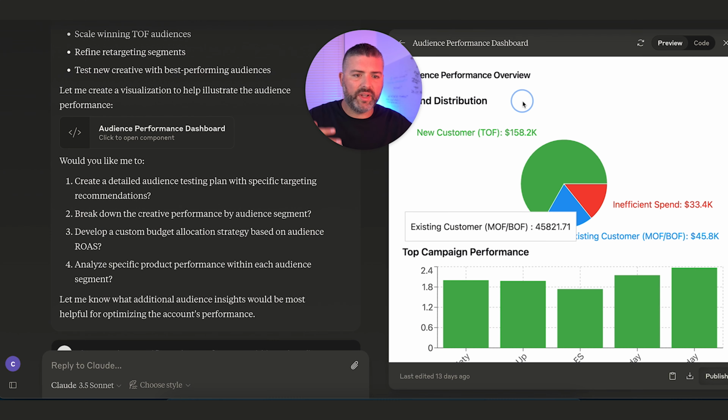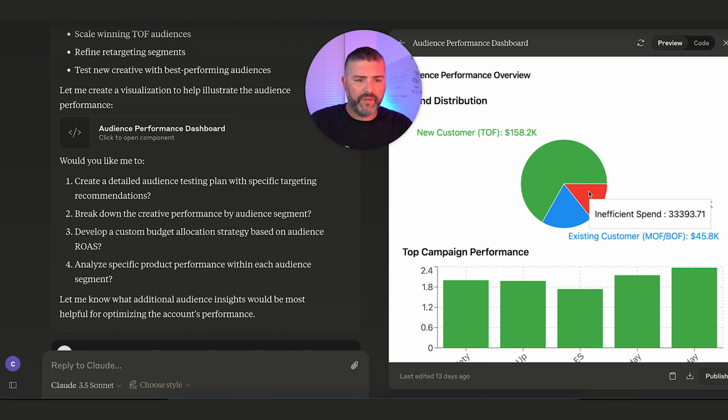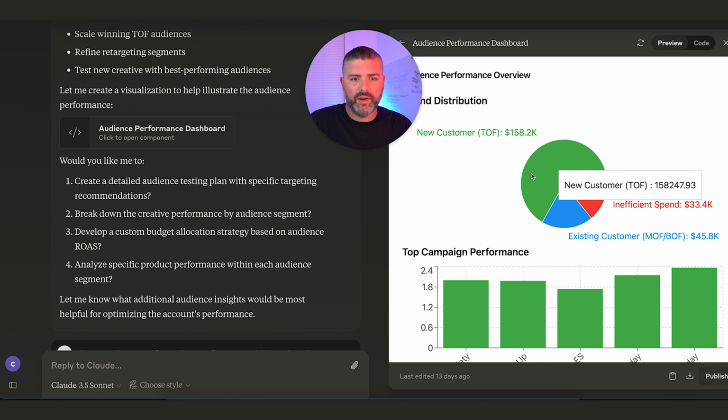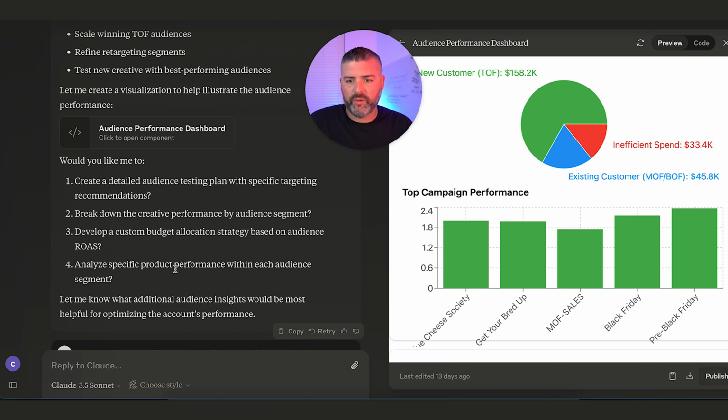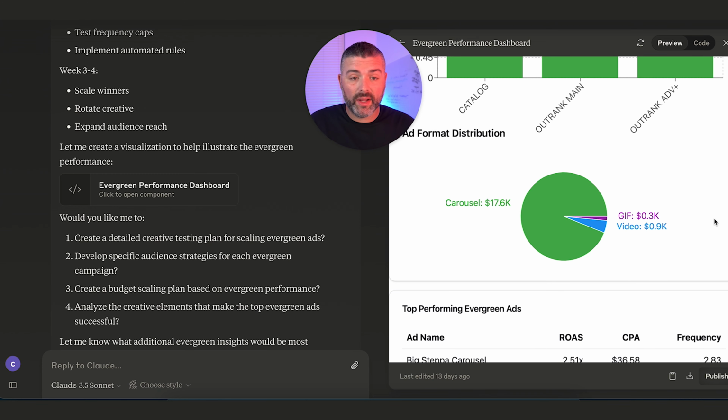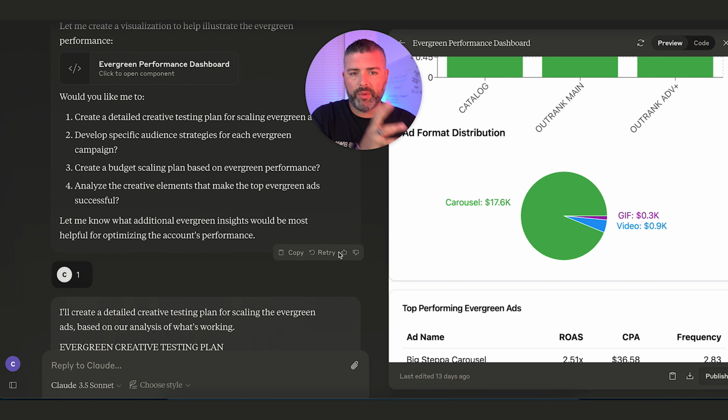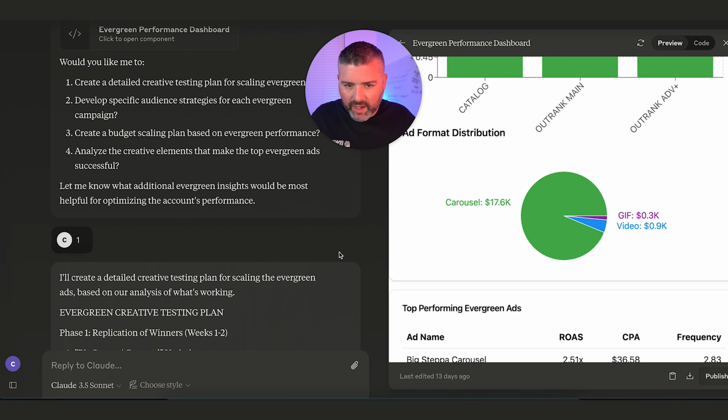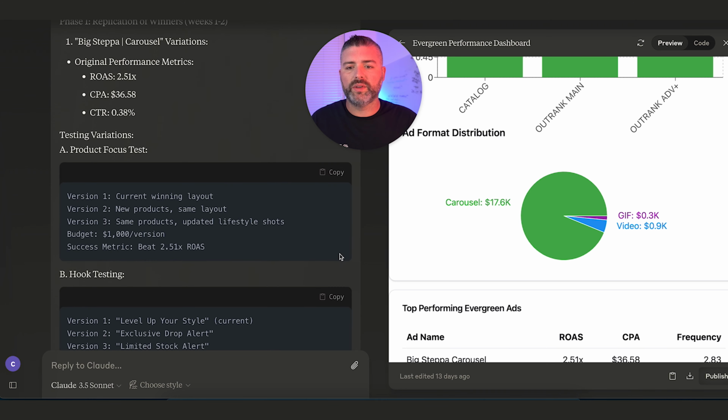From here, we understand, okay, new customer distribution of revenue, inefficient spend, existing customer and new customer data, our top performing campaigns, and we like to look at the ad format distribution. Carousels, GIFs, videos, statics, all of this data will be pulled together to create an audit report that will absolutely paint the picture of what my team is going to do.